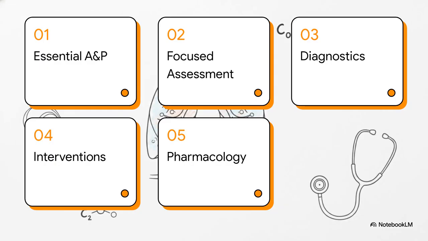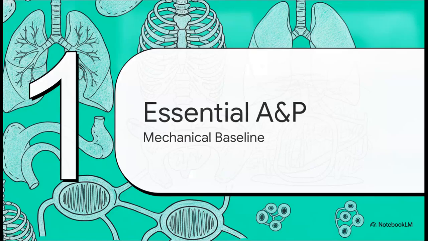So, to make your learning incredibly efficient today, our explainer is broken down into 5 core pillars: essential A&P, focused assessment, diagnostics, interventions, and crucial pharmacology. Let's get to it. Section 1. Essential anatomy and physiology. Establishing our mechanical baseline.